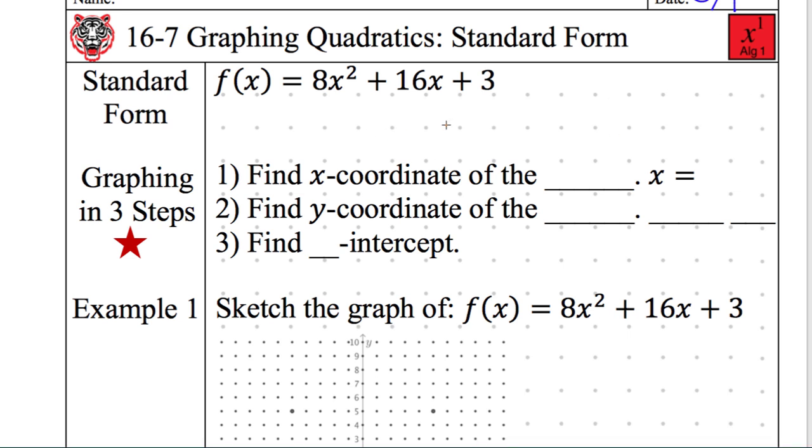Vertex Form. Yeah, so let's write these down. Vertex Form.